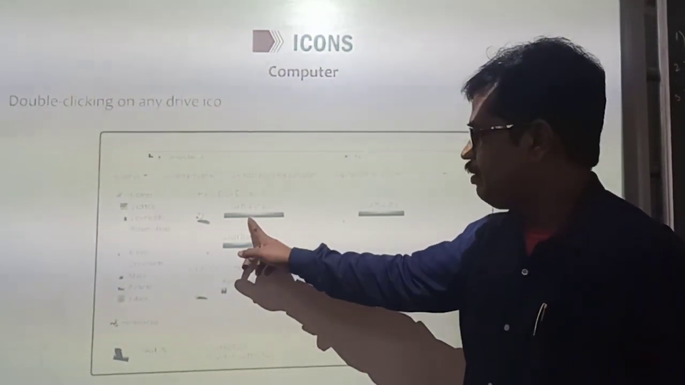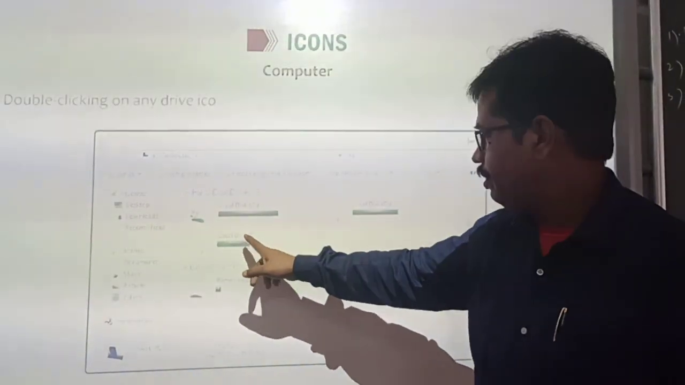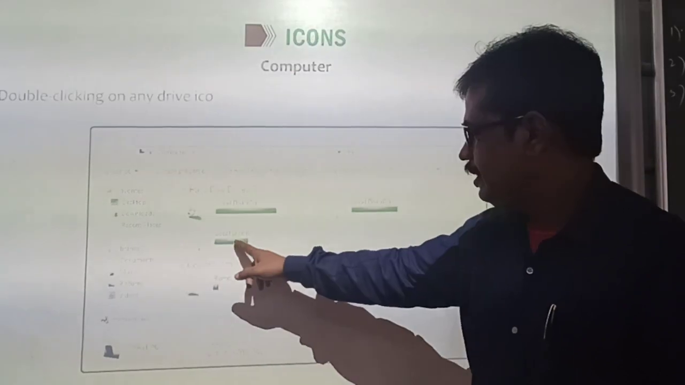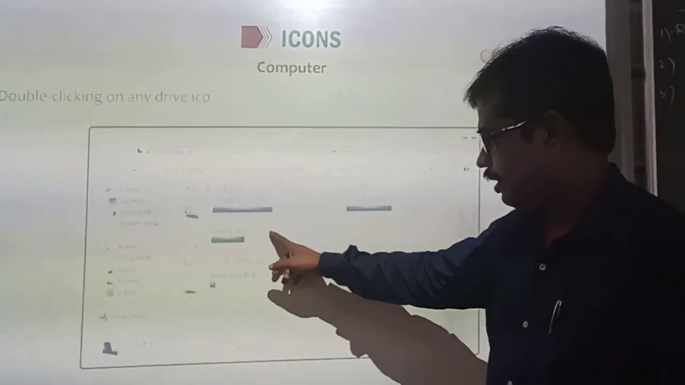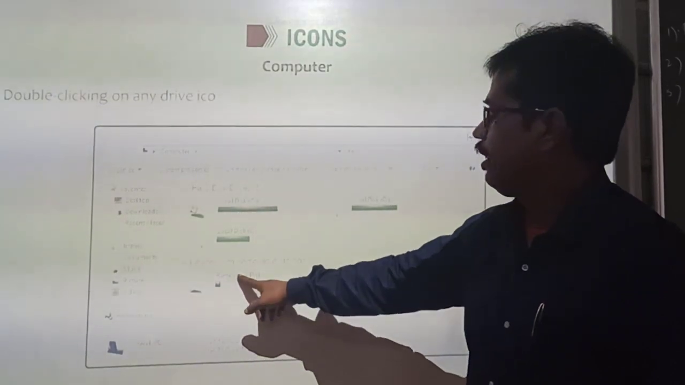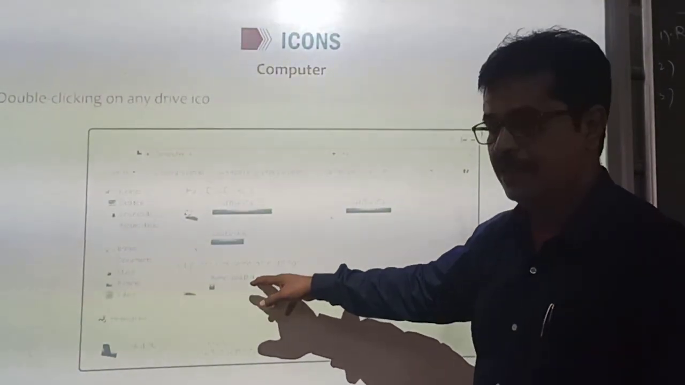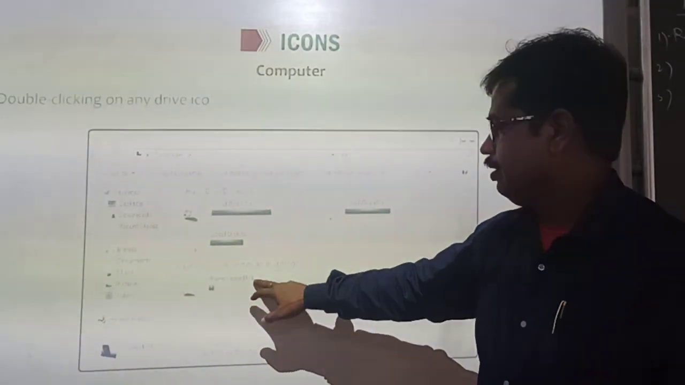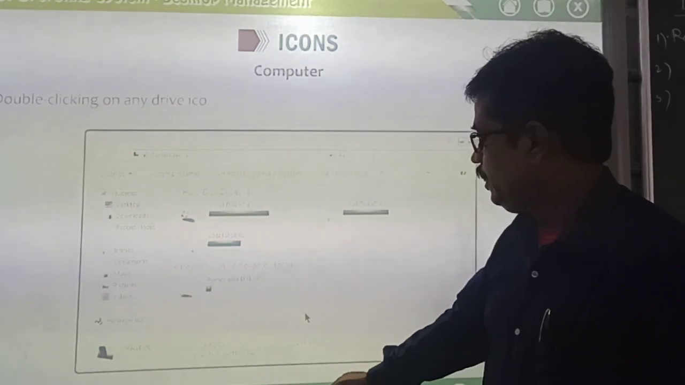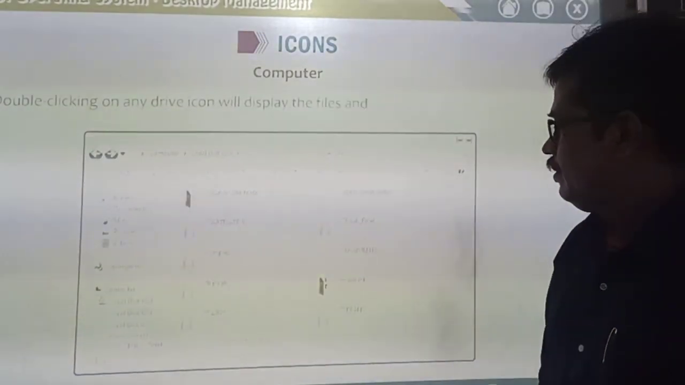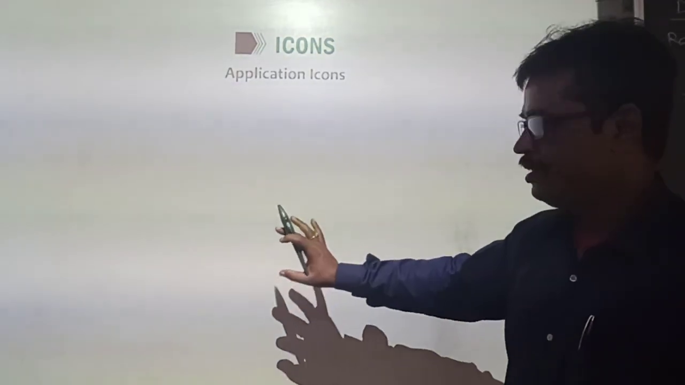This is the C drive, the main drive of your computer where the operating system is stored. This is D drive, this is E drive. These are the 3 disk drives, 3 partitions of your hard disk, and this is the removable drive. If you attach a pen drive or any removable drive, it will show here. So this is the use of the computer icon. Now these are the different folders you can see in this.